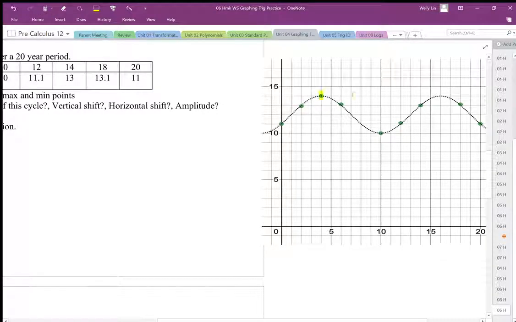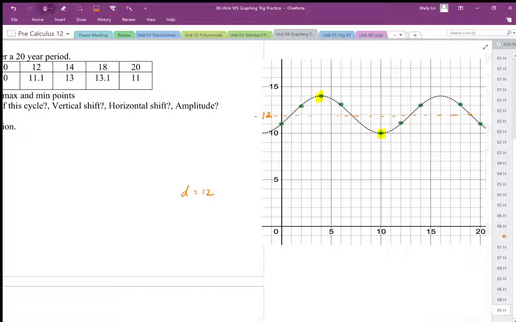If we can do that, so I'm going to identify these ones here, we can use those min and max points to help us establish all the different parameters. So there's our min and max. I can see that my middle line is going to be the average of those two positions, between 14 and 10. I have a middle position of 12, so I'm going to start writing this down. My D value is equal to 12. This represents my middle line.